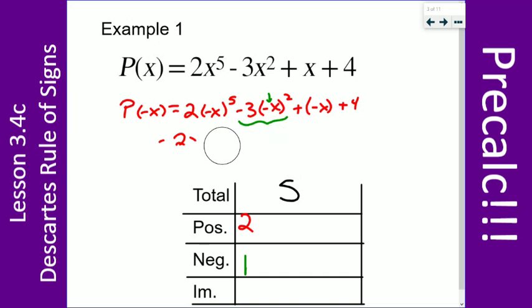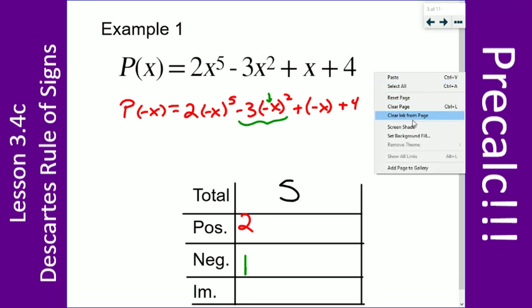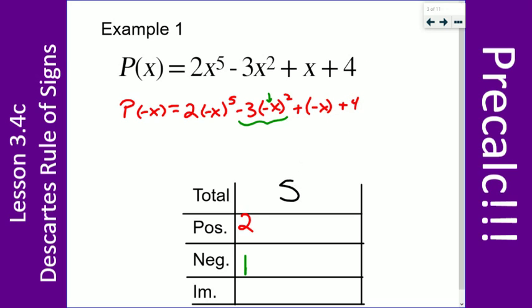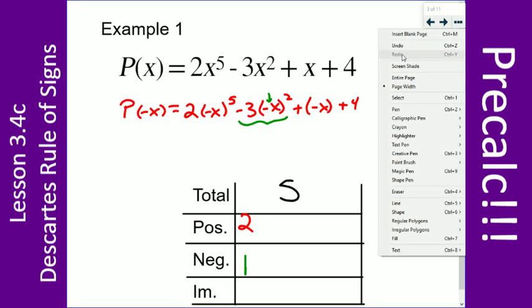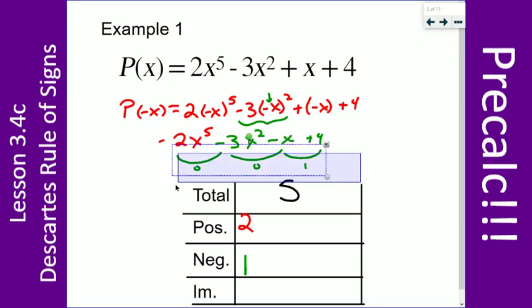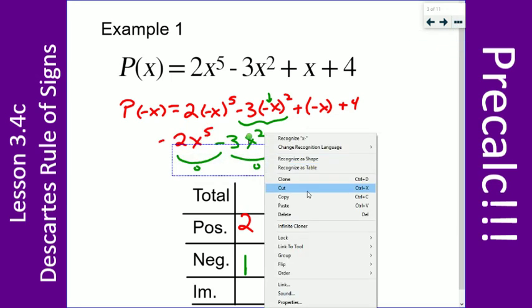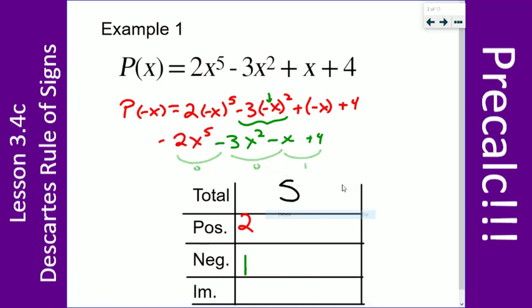Oops. Let me undo that real quick. All right. And undo. Delete. There it is. Got it.